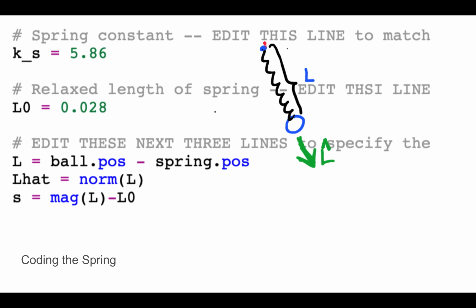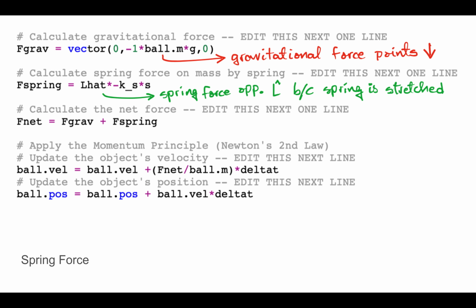And then we have a diagram of the spring captured amidst its motion here. And we have that L is equal to where the ball is minus the origin, which is where we have the spring attached to a fixed point. We have that L hat is the vector that points in the direction of where the ball is relative to the origin, and S is the magnitude of L minus L naught, which is just how much the spring is stretched. Spring force and gravitational force are the two forces that we have coded.